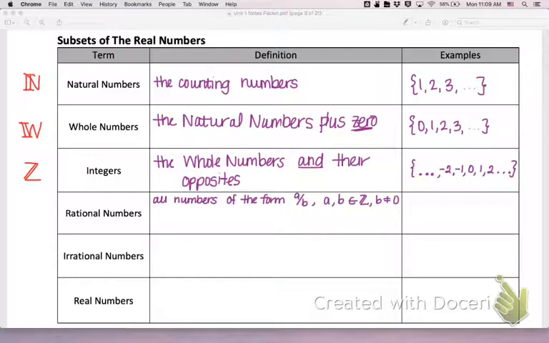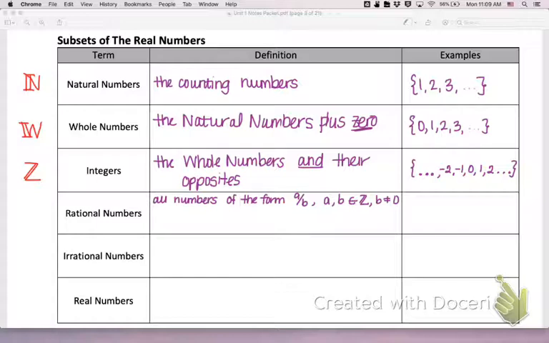All right, this is real mathy. So the rational numbers are going to be all of the numbers of the form A over B. Now, it doesn't mean they have to be written that way. It means we can put them in that form. All numbers of the form A over B, so that A and B are elements of the integers and B is not equal to 0. So 9 over 5, 1 over 4, 7 over 1. Any whole number can be written that way. Any negative number can be written that way.